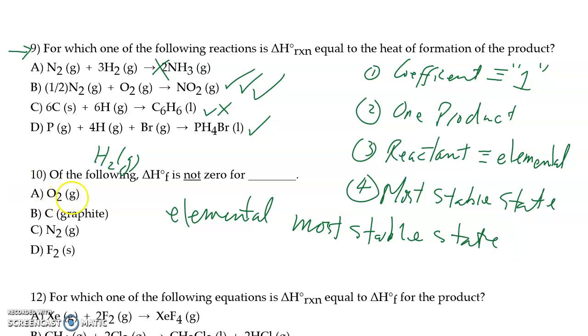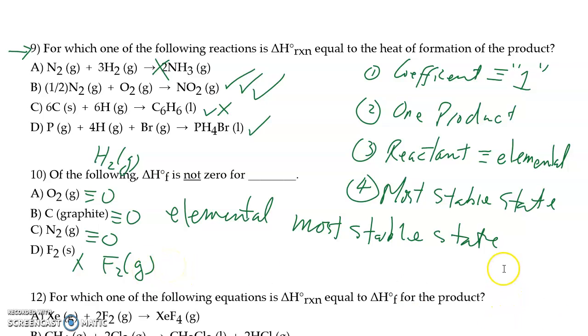Okay, let's look at this. This one will be 0. Carbon is a solid graphite, that is 0. Nitrogen, gas, that is 0, that's good. How about this one? Fluorine. Fluorine is a gas. Okay, so solid is not 0. If it says fluorine gas, then it will be 0.